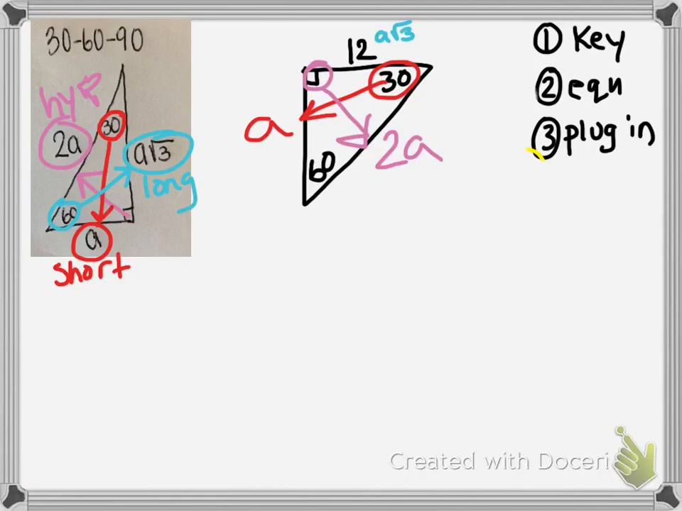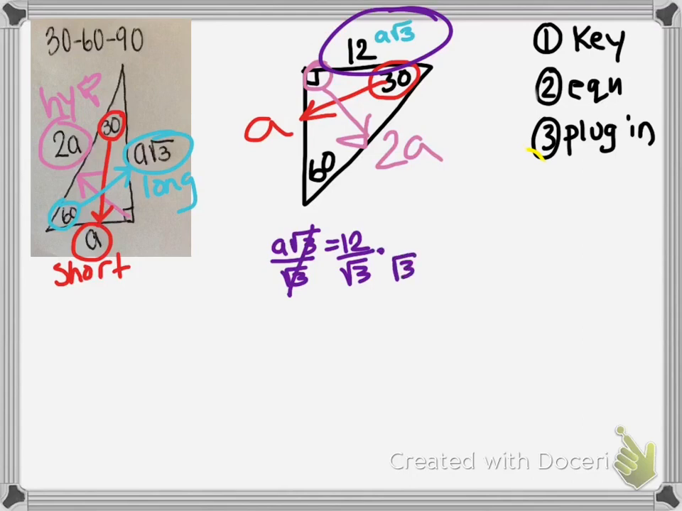All right, let's find our equation to solve here. So this is the side that has two pieces of information. So we get a root 3 equals 12. We need to solve for a, so I'm going to divide by root 3 to cancel. Just like in our 45, 45, 90 triangle, we can't leave a square root in the denominator, so we need to multiply. And we want to multiply by the same exact square root. So to be fair, I do that on the top and bottom.